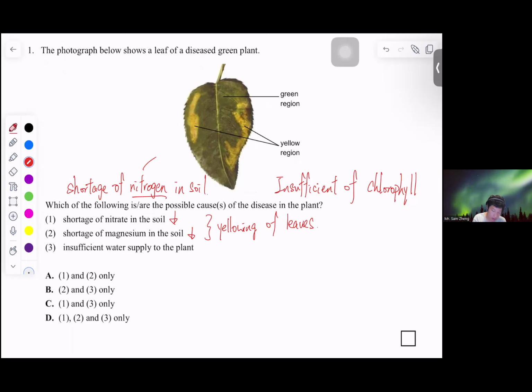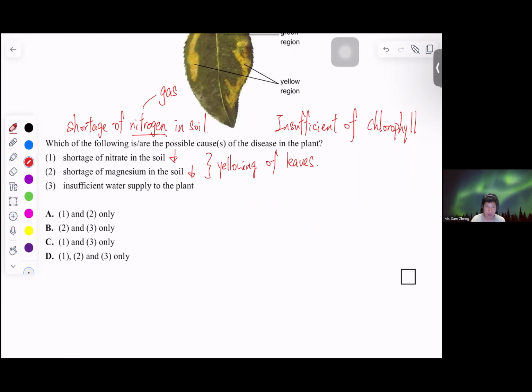Remember, it is not a possible cause. Nitrogen is a type of gas. The plant will not absorb nitrogen, but it will absorb nitrate. Nitrate is something soluble, an ion that is soluble in the water film of the soil. The plant will only absorb nitrate, but it will not absorb any nitrogen. Please bear that in mind. Therefore, the answer here would be A.